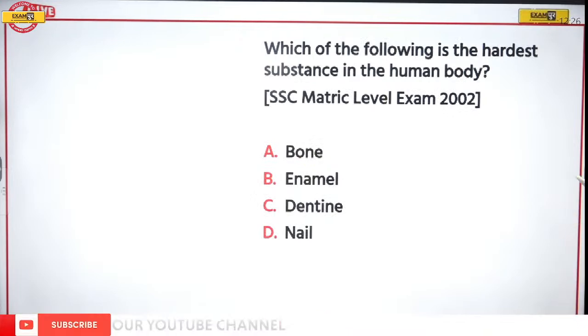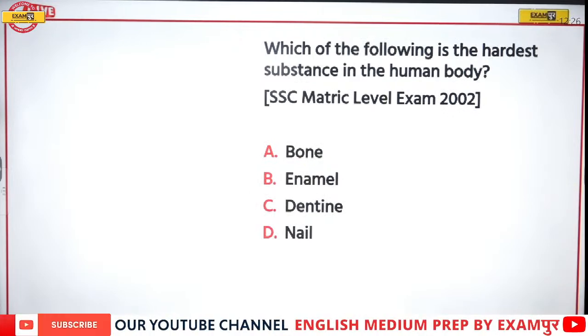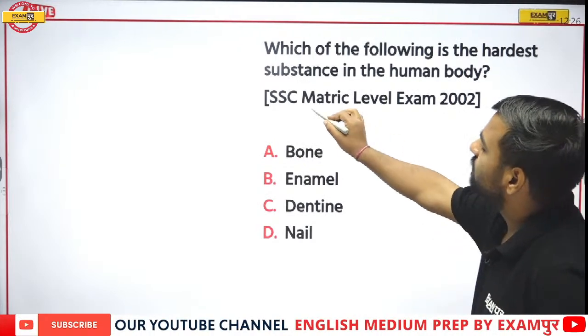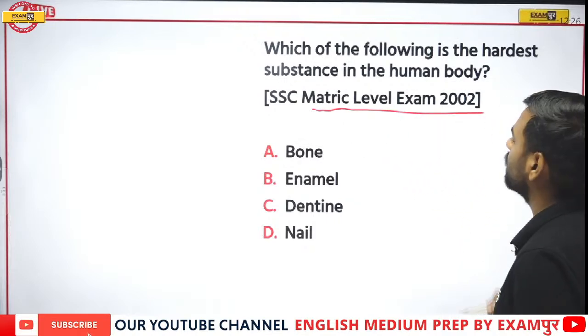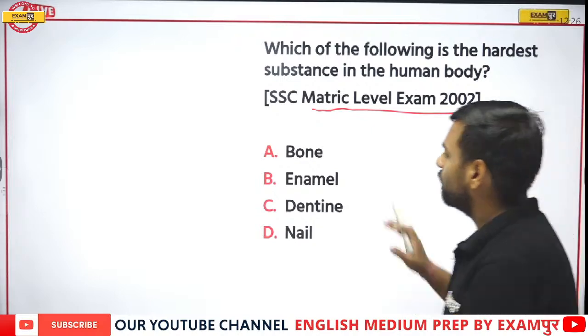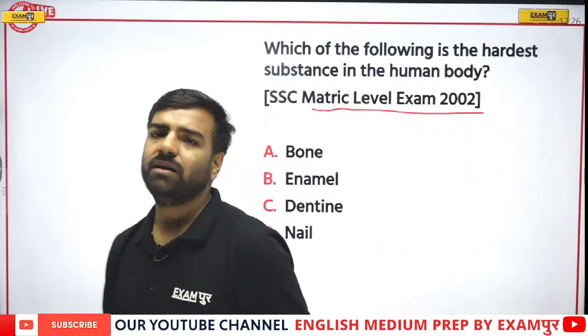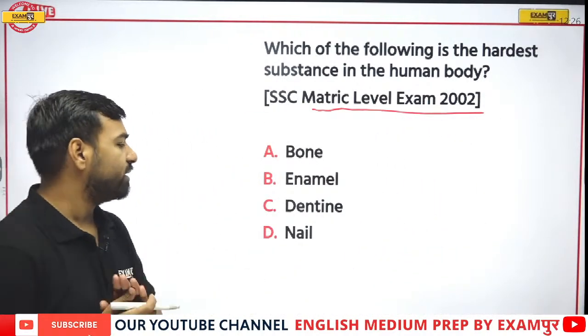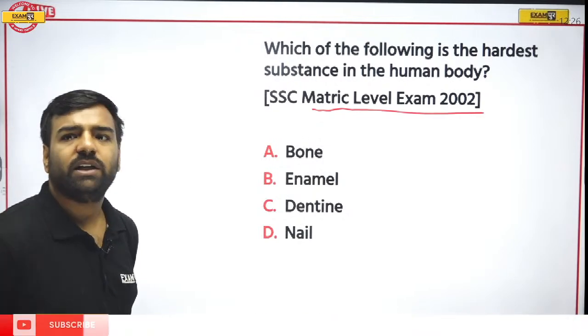Next, which of the following is the hardest substance in the human body? This was asked in the Matric Level exam 2002. Which of the following is the hardest substance in the human body? What is it? Is it bone, enamel, is it dentine or is it nail? What is going to be the correct answer?